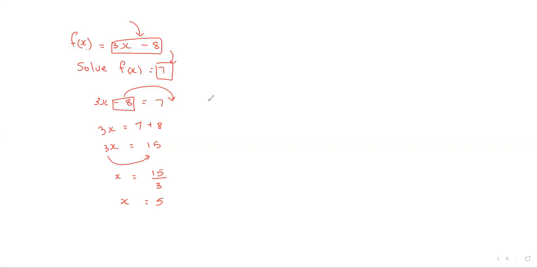Let's look at another one. Let's say they told us that given that h of x is equal to 5x minus 1 over 2. Now, if they told me find h of 2, then that means everywhere I have x, I will replace it with 2.